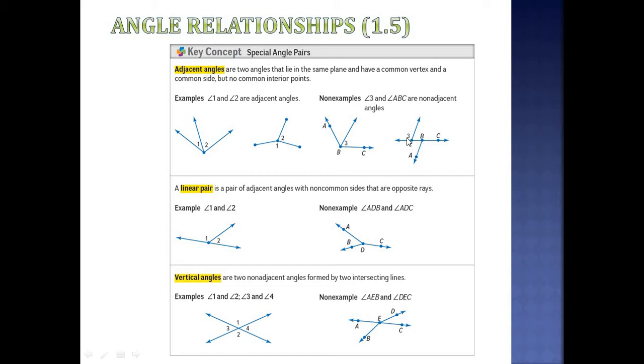Same thing here with angle 3 and angle ABC. First off, they don't even have the same vertex. So when you think of adjacent angles, think common vertex and common side.